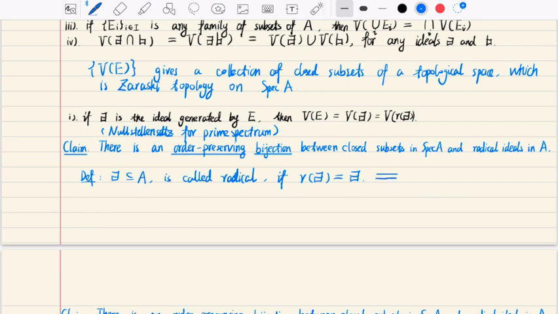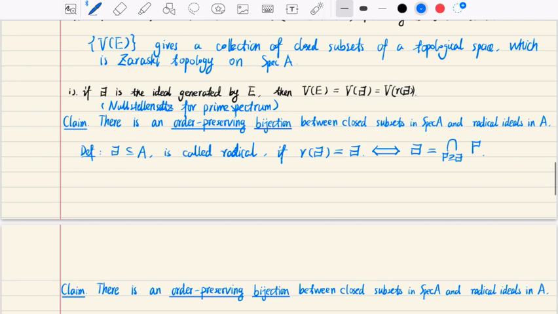Maybe the definition is not so easy to use, but we can use an equivalent one. A is equal to the intersection of all the prime ideals containing A. This one is better, as we can see later.